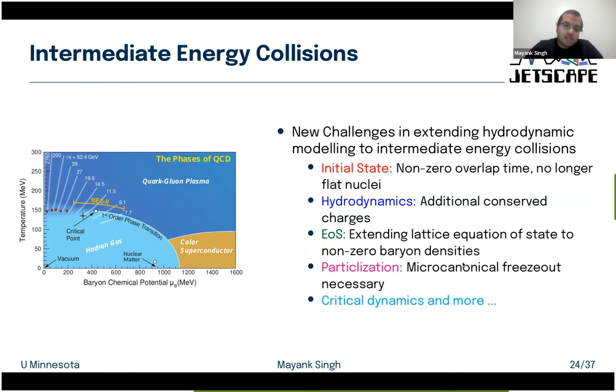Finally, particlization. These are really small systems, and you're trying to measure particle correlations. In this case, it becomes very crucial to see where exactly the particles are coming from, and for that you need something called microcanonical phase-out. And not to mention that there's a critical point which might be lying somewhere here, along with the first order phase transition line, and there's the whole dynamics associated with it.